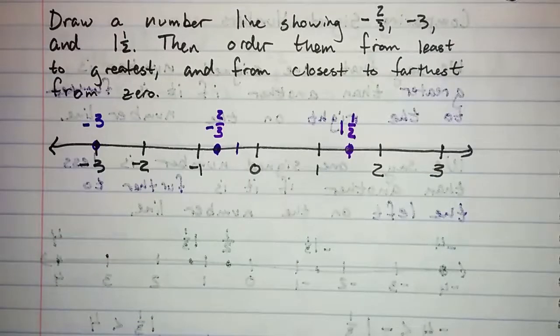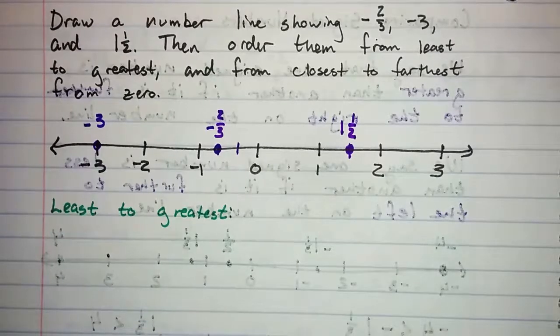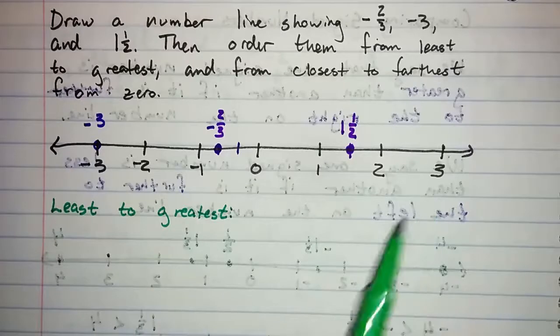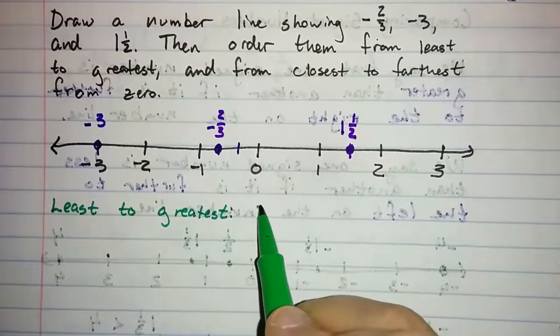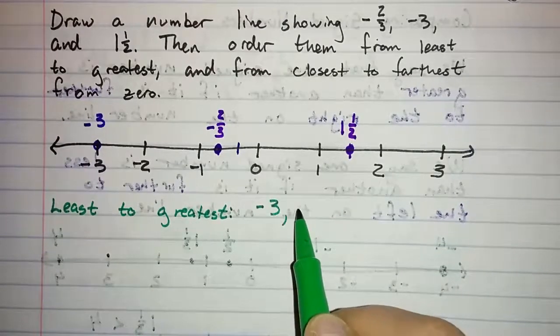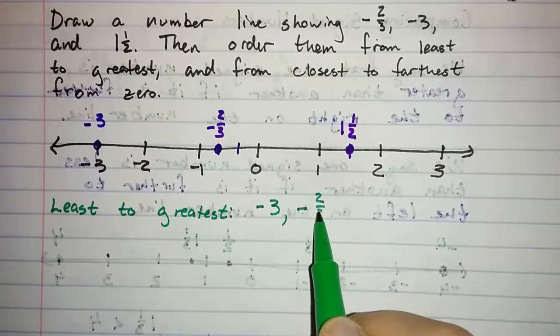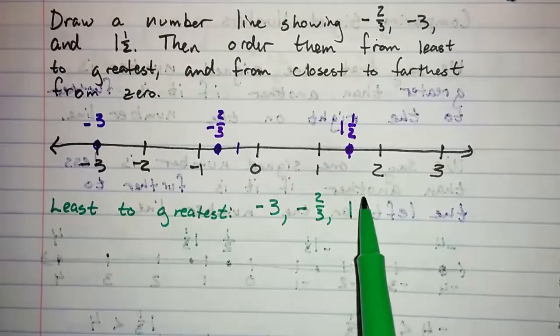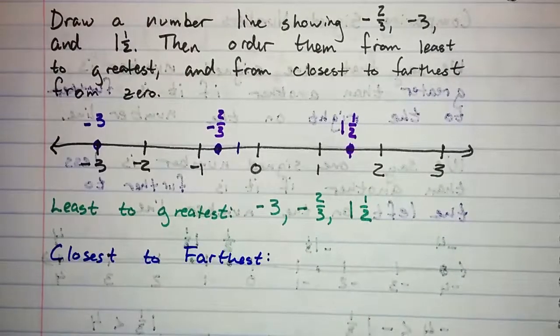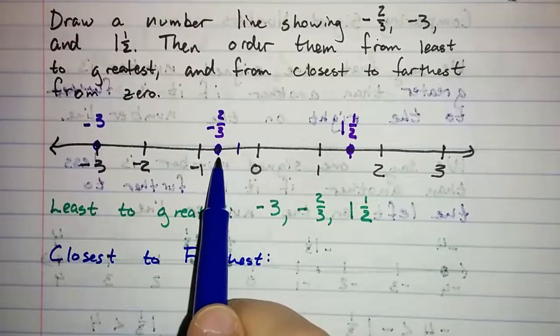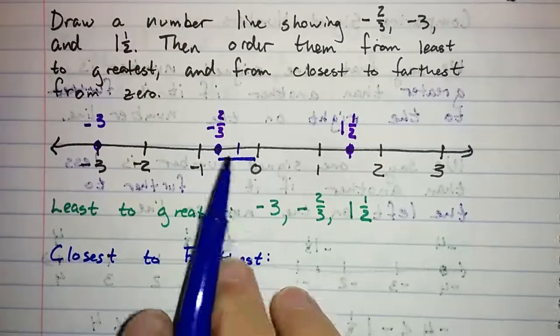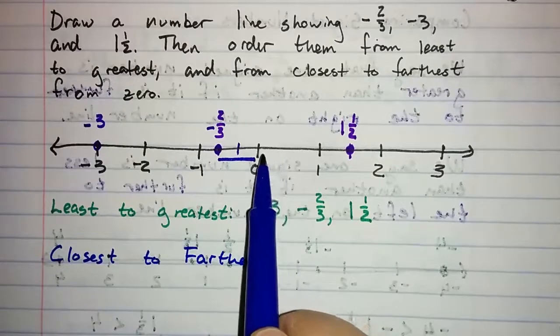So how do I order these then? From least to greatest, I just go from left to right along the number line. -3, -2/3, +1 1/2.